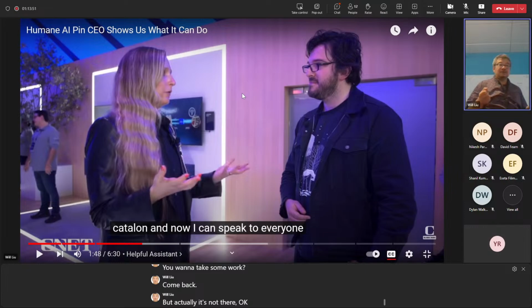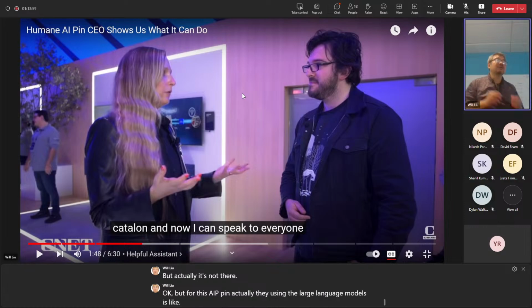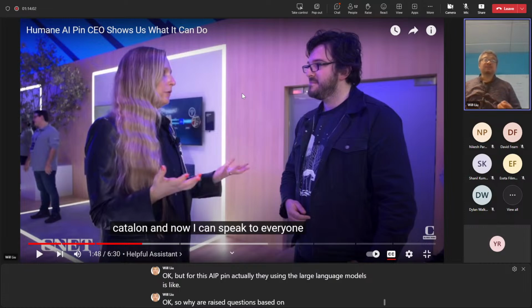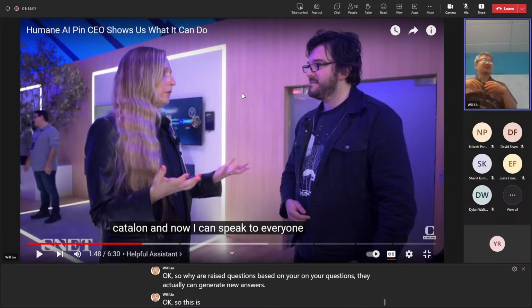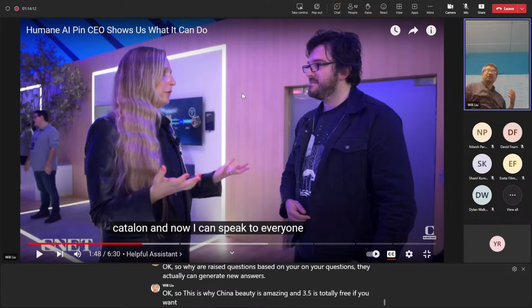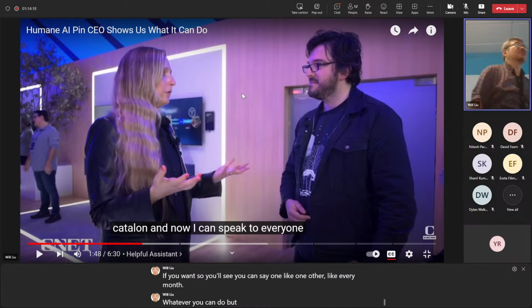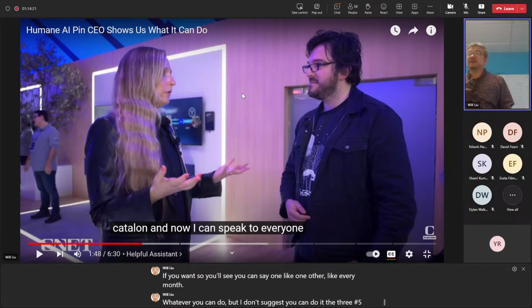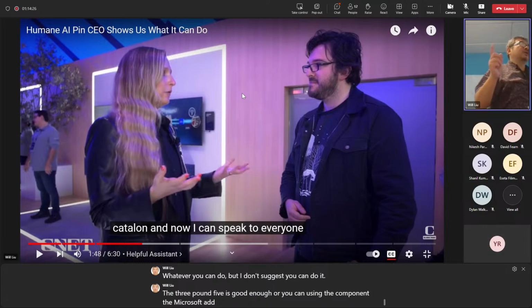But for this AI pin, actually they're using the large language models. It's like a ChatGPT server. So when you raise questions, based on your questions, they can generate new answers. This is why ChatGPT is amazing. And 3.5 is totally free. If you want to use the expensive one, like $4 every month, you can do it, but I don't suggest it. The 3.5 is good enough, or you can use the Copilot. The Microsoft Edge already has ChatGPT.